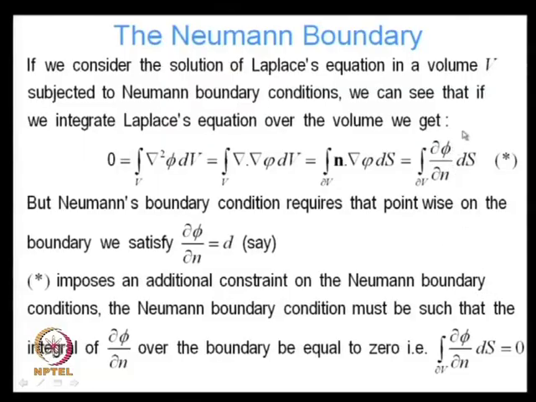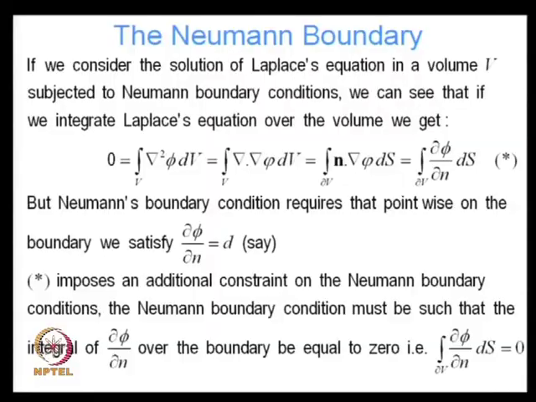del phi del n can be a function of s, because this is an integral over s. So, del phi del n can vary over the boundary. You can specify that the derivative of phi in the normal direction is varying across the boundary, but it cannot vary in any arbitrary fashion. It must satisfy the condition that if I integrate that derivative over the boundary, it has got to be equal to 0. So, that is very important.